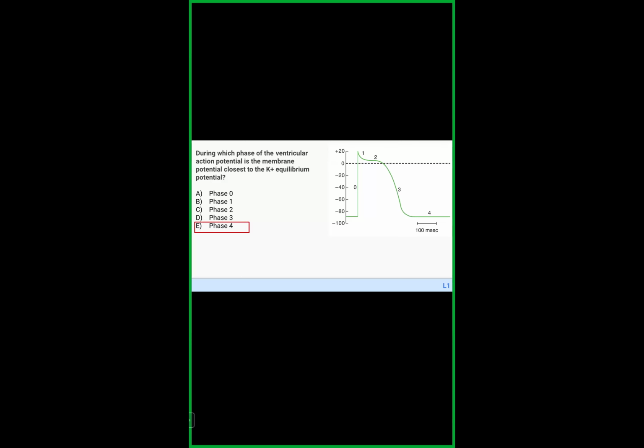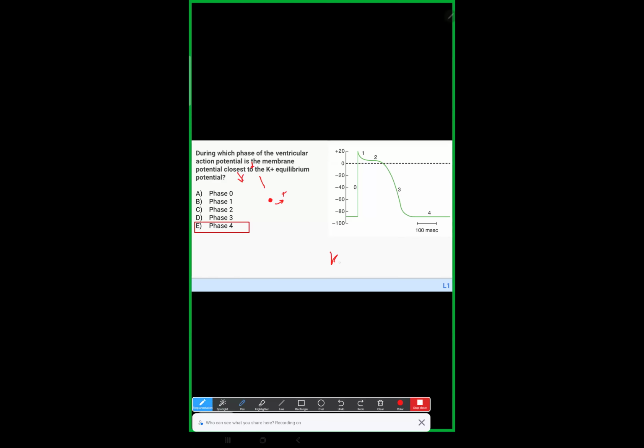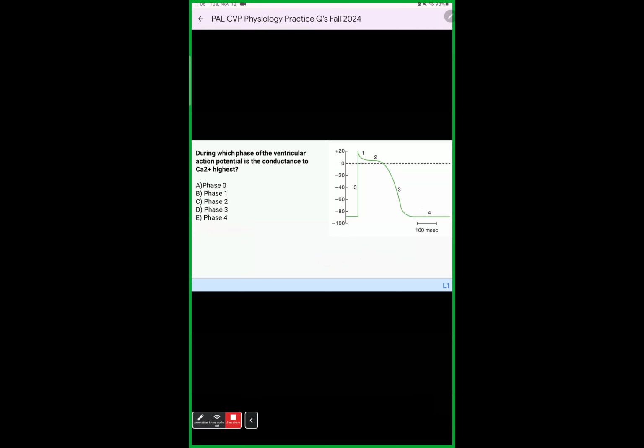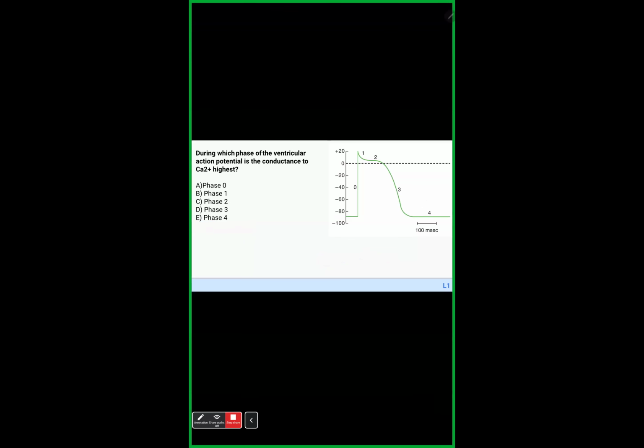And why is that? Because the potassium equilibrium potential is usually around negative 90 millivolts. And here we can see at phase 4, it's around negative 90, which is close to the potassium equilibrium potential. So great job, guys. Moving on to the next question. During which phase of the ventricular action potential is the conductance to calcium the highest?